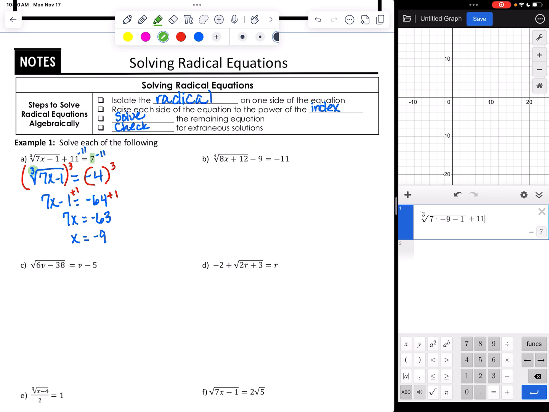And sure enough, when we put that in our calculator, we got 7. So this solution is not extraneous. It is an actual solution. So I'm going to box it in to indicate that it is my final answer.